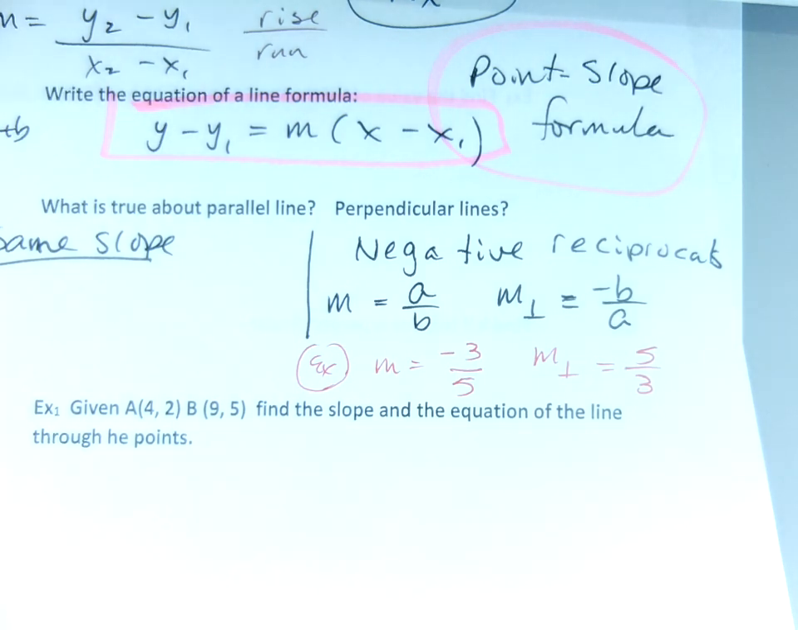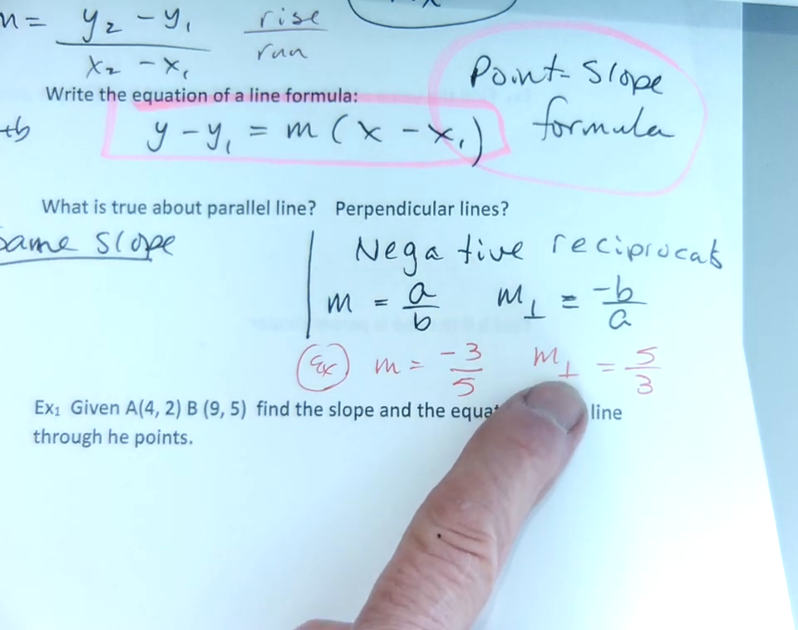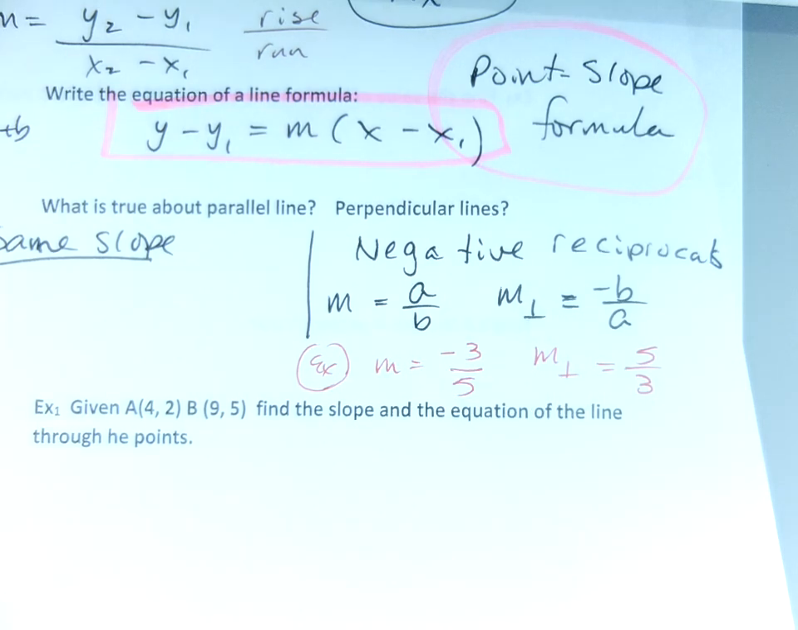Okay, good. What's the little upside down symbol? That means perpendicular, right? That's a symbol for, good question, Reese. That's the symbol for perpendicular.